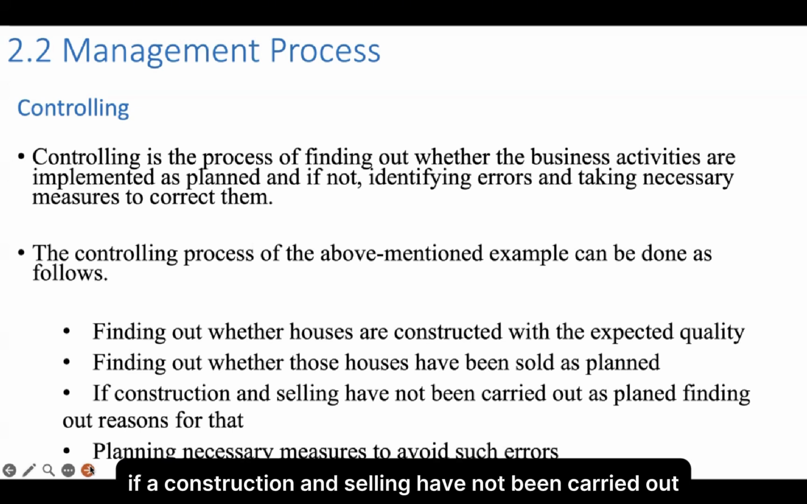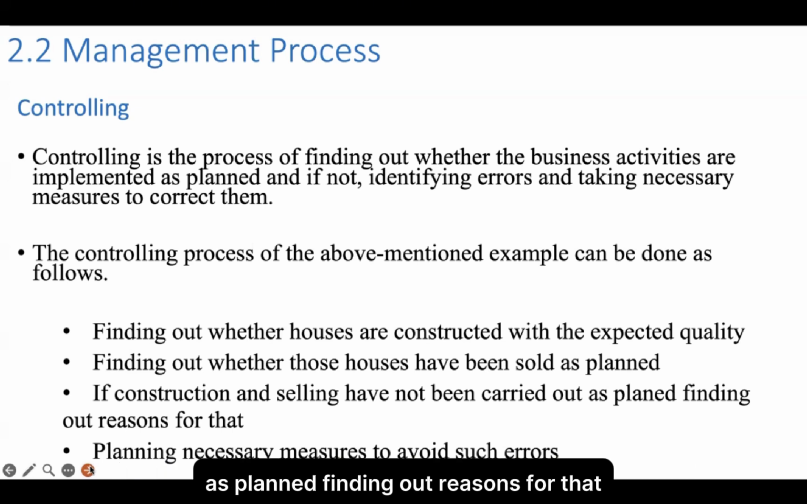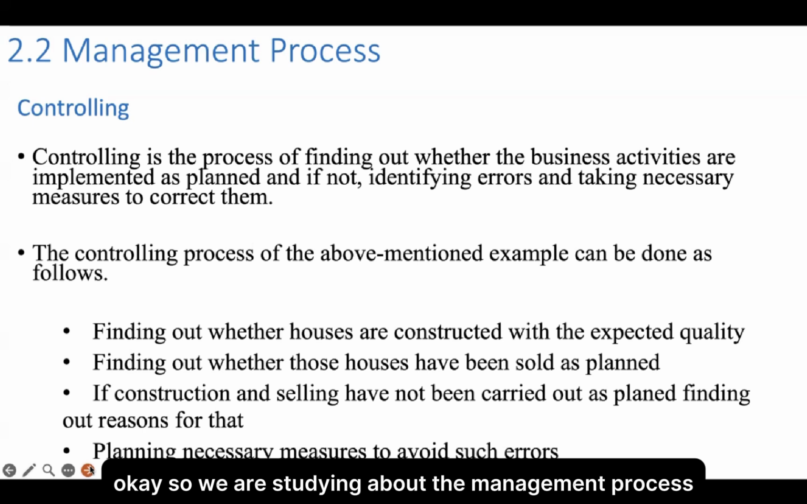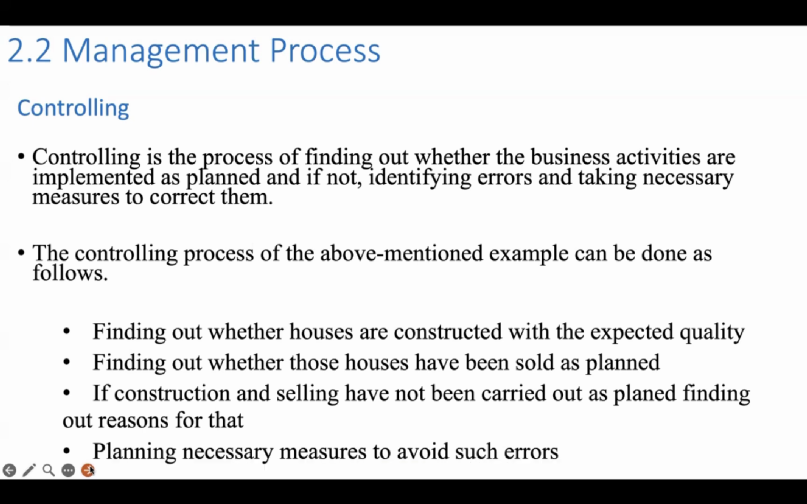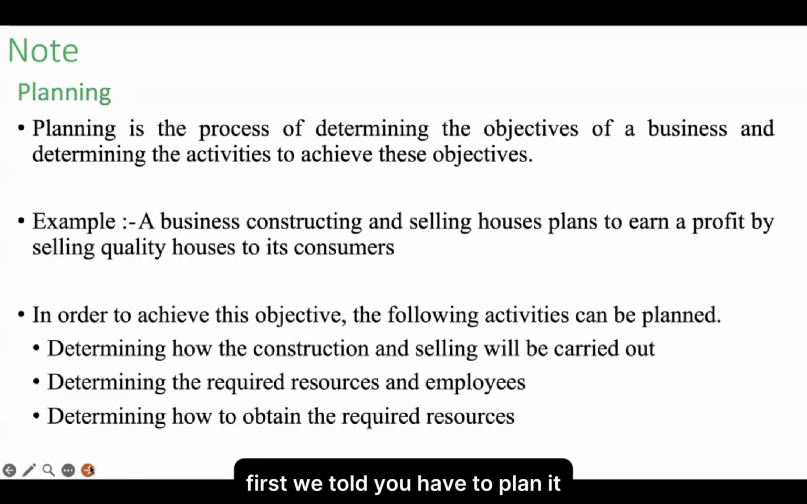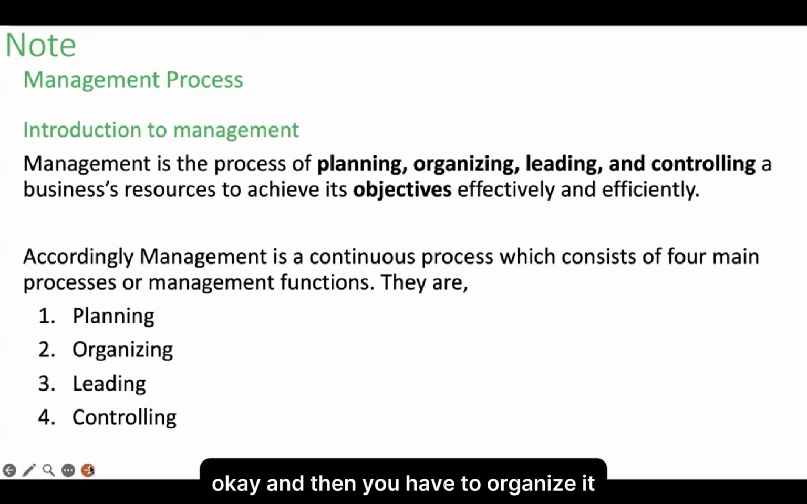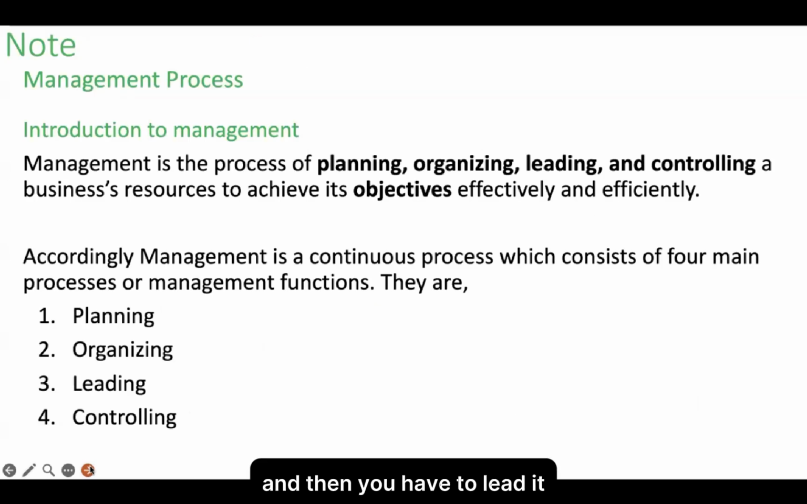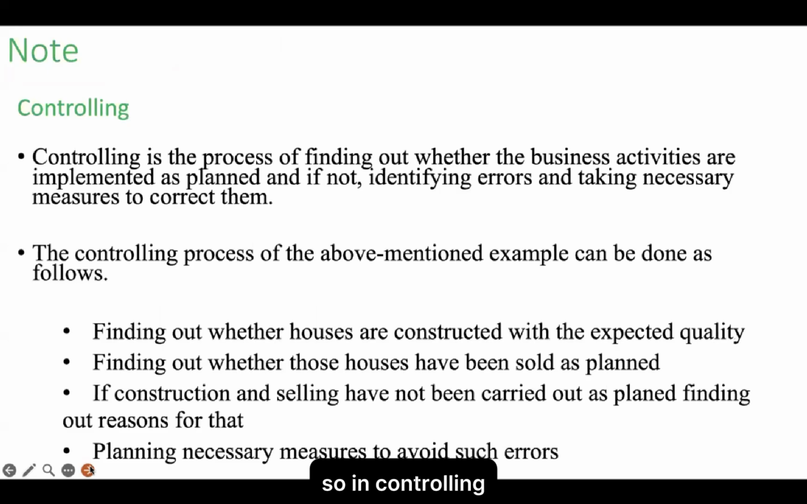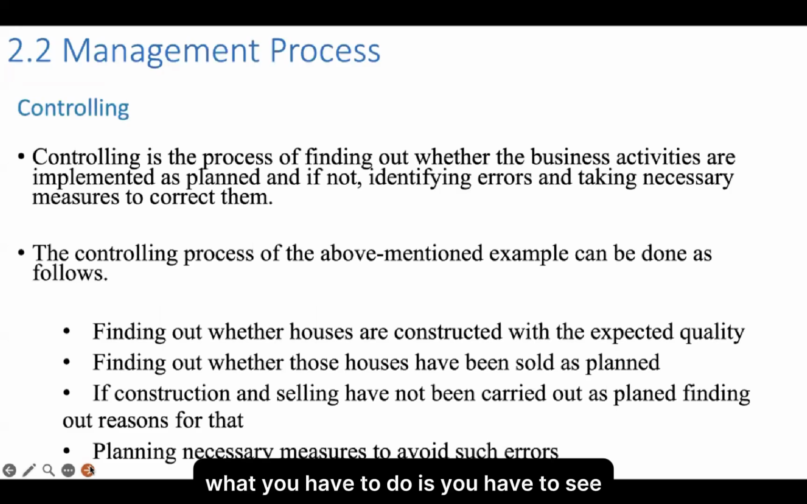If construction and selling have not been carried out as planned, find out the reasons for that and plan necessary measures to avoid such errors. Okay, so we are studying the management process. First we told you to plan it, and then you have to organize it, and then you have to lead it, and then finally you have to control it. So in controlling, what you have to do is you have to see.